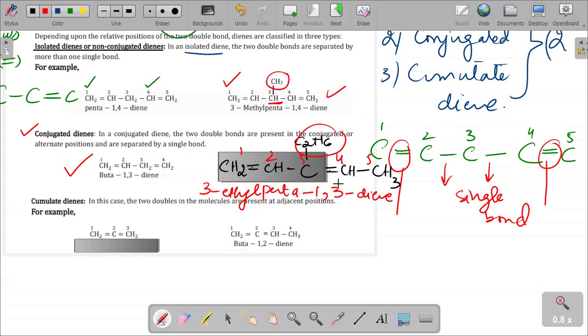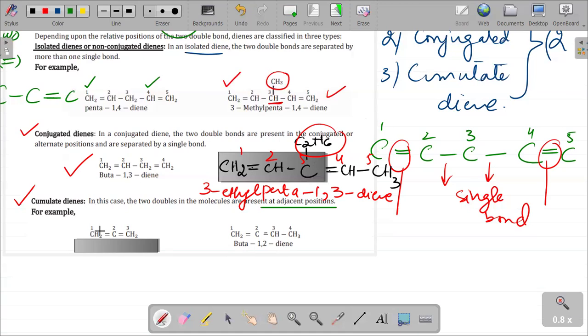This is the class of a conjugated diene, because the double bonds are present on alternate positions. The last class of the diene is the cumulated diene. In a cumulated diene, the two double bonds in the molecule are present at adjacent positions, right? So, for example, we have a compound having 3 carbons, so we call it a propene, right?